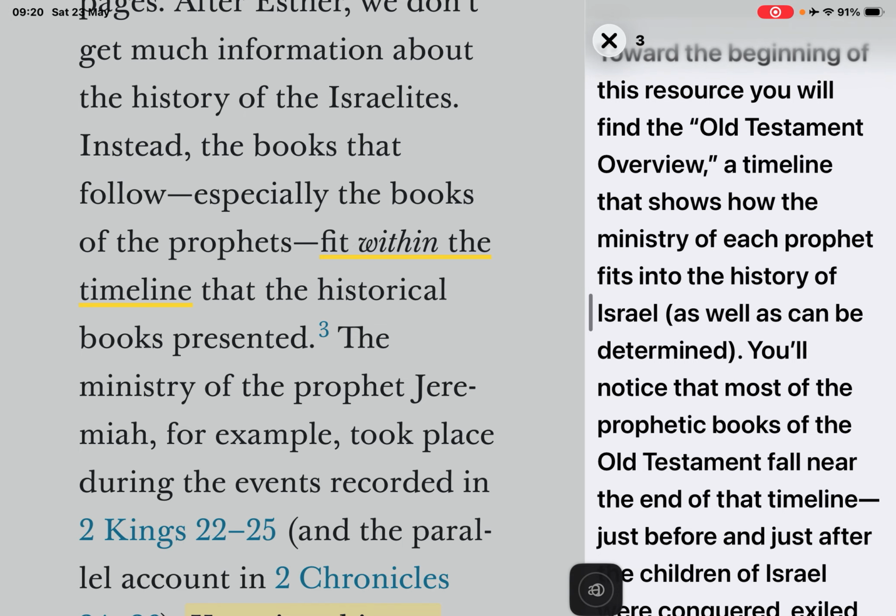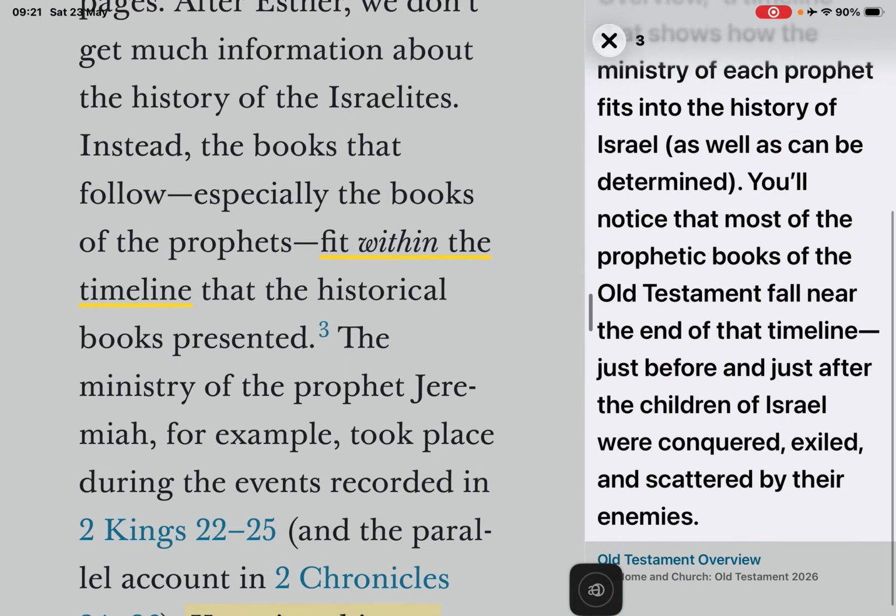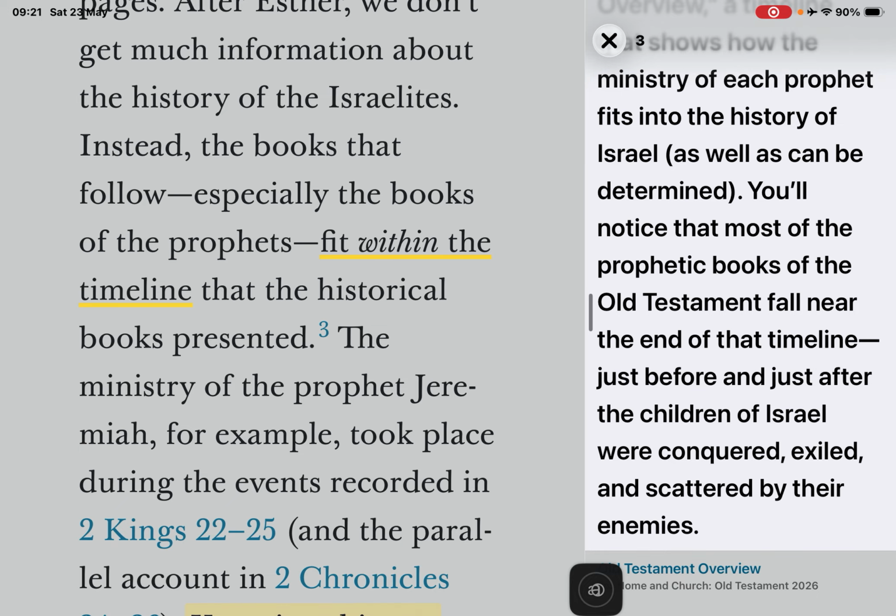Toward the beginning of this resource, you will find an Old Testament overview, a timeline that shows how the ministry of each prophet fits into the history of Israel, as well as can be determined. You'll notice that most of the prophetic books of the Old Testament fall near the end of that timeline, just before and just after the children of Israel were conquered and exiled and scattered by their enemies.